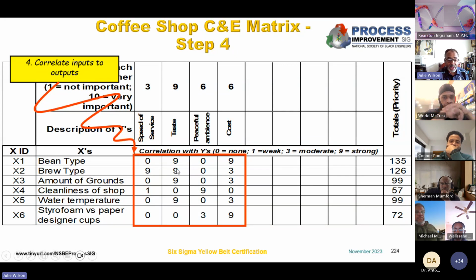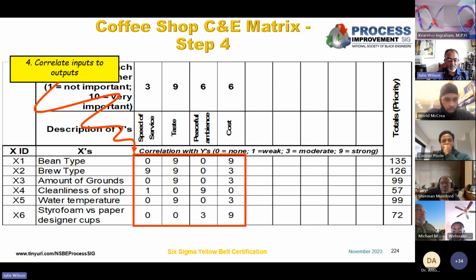It definitely impacts the taste. Doesn't really have an impact on the ambiance, and it has a moderate impact on the cost. The amount of grounds that you use, once again, doesn't impact the speed, definitely impacts the taste because it makes the coffee either strong or weak. Doesn't impact the ambiance, and it has a moderate impact on cost.